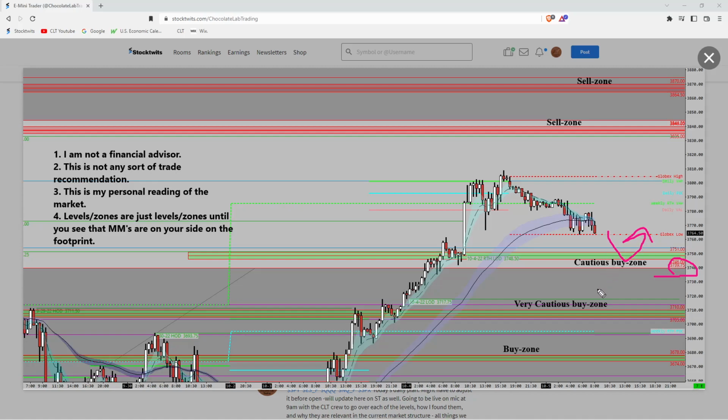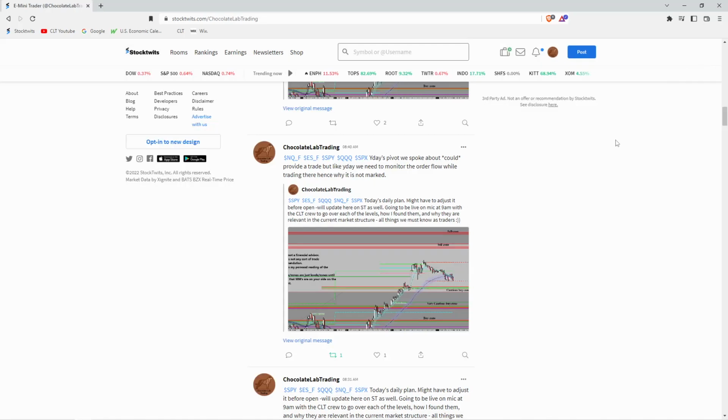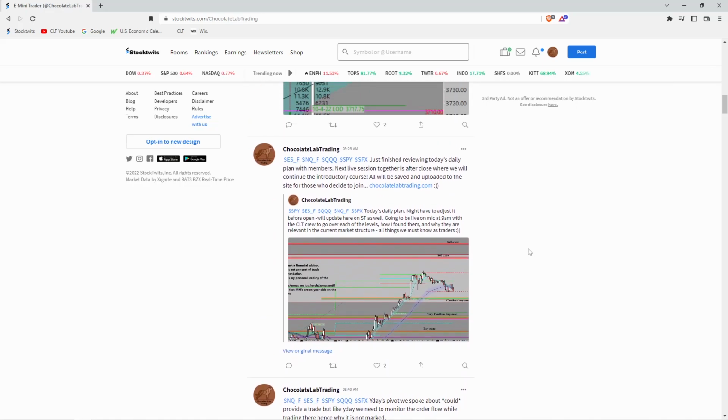Bulls are going to want to hold it, bears are going to want to build acceptance below and go down, and that was, as of when I started recording, the low of day still.